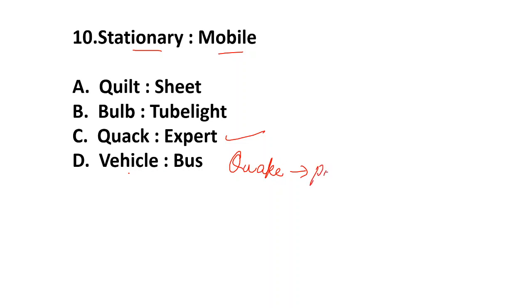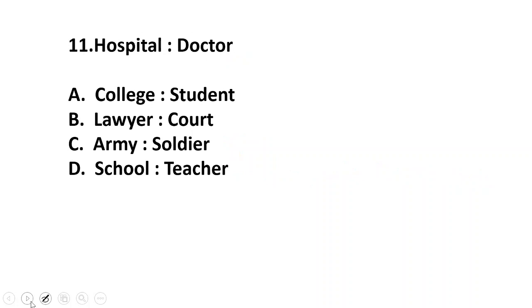So pretends to be a doctor. He's not a doctor. He hasn't studied to be a doctor, but a quack is a wrong doctor, you can say. Stationary, mobile: what is permanently in one place is stationary, and mobile is a thing which can be moved. So the correct combination is quack and expert.